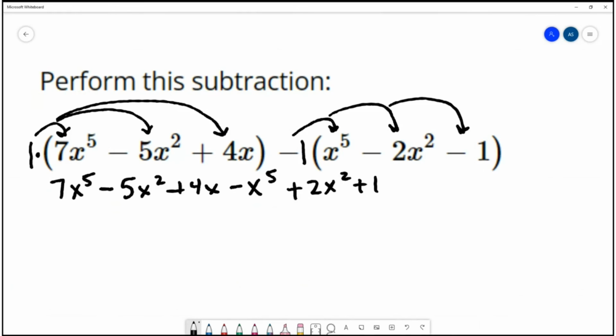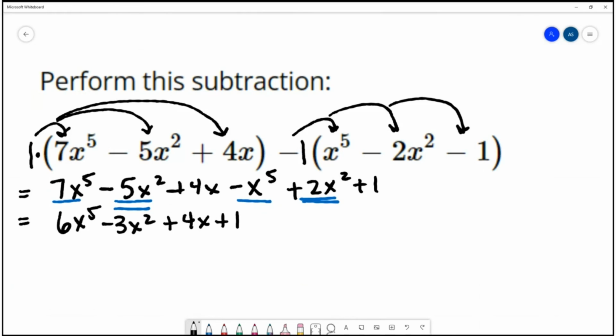Now we can combine the like terms. We have 7x to the fifth minus x to the fifth. These are the like terms I'm combining, and that's 6x to the fifth. We're going to combine the -5x squared with the 2x squared to get -3x squared. The 4x doesn't have any like terms, so we'll bring that down. And the 1 doesn't have any like terms, we bring that down. So our subtraction gave us 6x to the fifth minus 3x squared plus 4x plus 1.